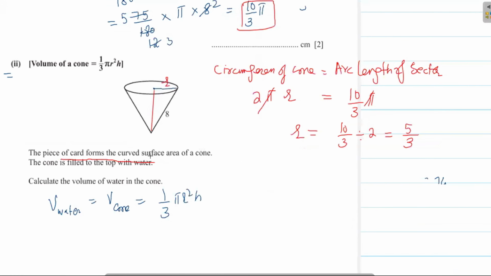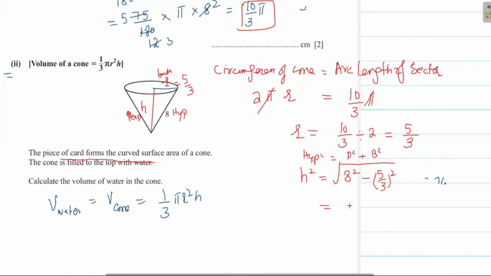Next we have to find the height. This is the radius, 5/3. H squared will be equal to 8 squared minus 5/3 whole squared, because this is the hypotenuse, this is the perpendicular, and this is the base length. Therefore, the hypotenuse squared will be equal to perpendicular squared plus base squared. Therefore, the perpendicular squared is equal to hypotenuse squared minus base squared. The hypotenuse you see here is 8 squared minus 5/3 squared. We get 64 minus 25/9, and we get the answer here is 7 point. This is h.